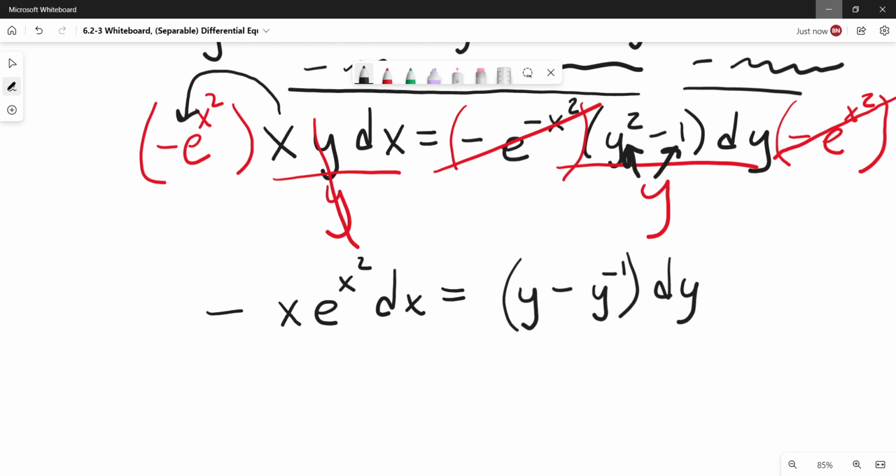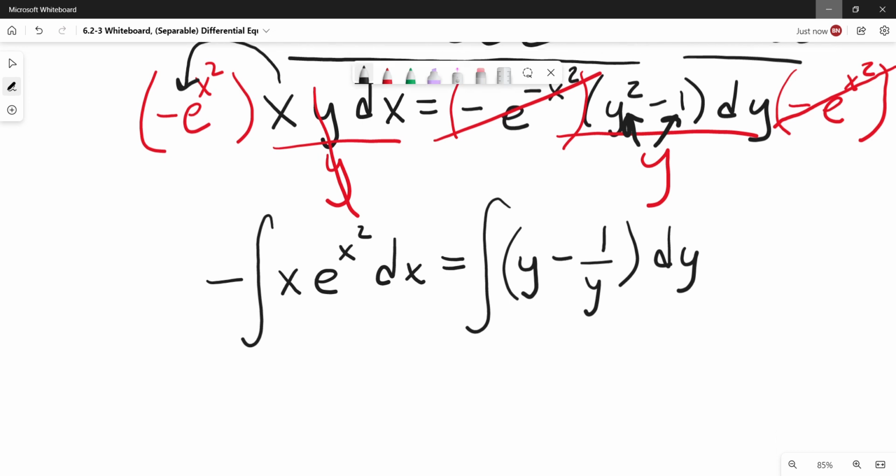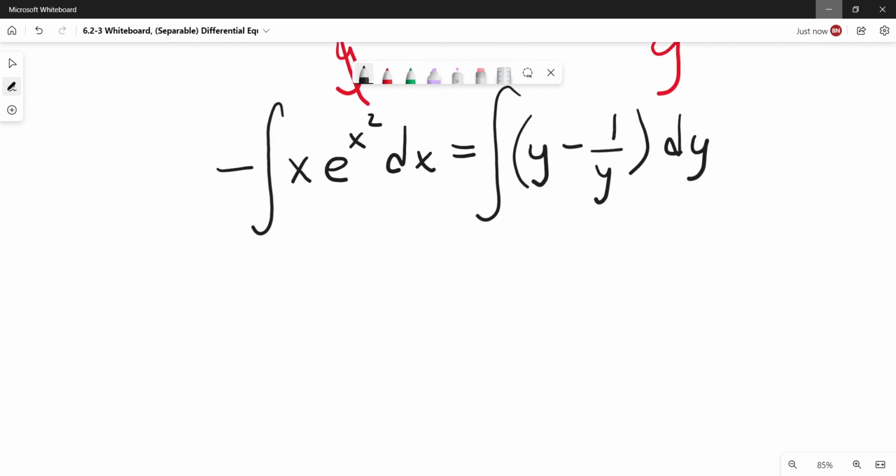Well, actually, I guess it's not going to be a power rule thing, is it? It's going to end up being an ln thing, so I'll write it as 1 over y. Okay, I take the integral of both sides. Hopefully you'll follow me. The right side's going to be fairly straightforward. It's just going to be y squared over 2 minus ln absolute value of y.